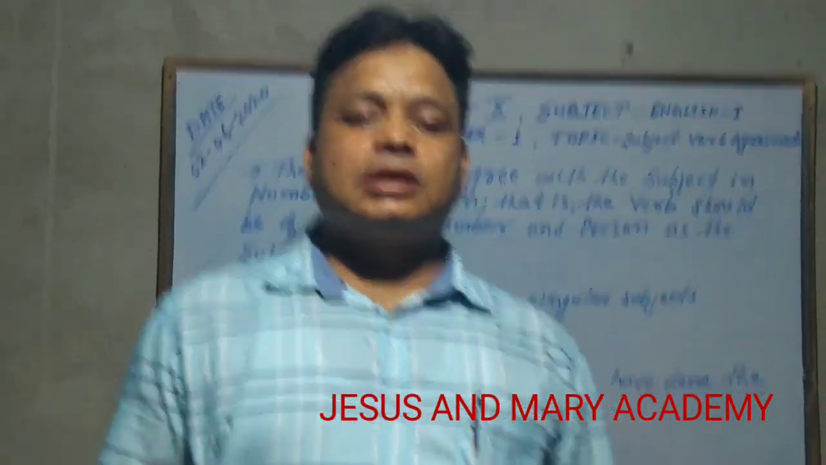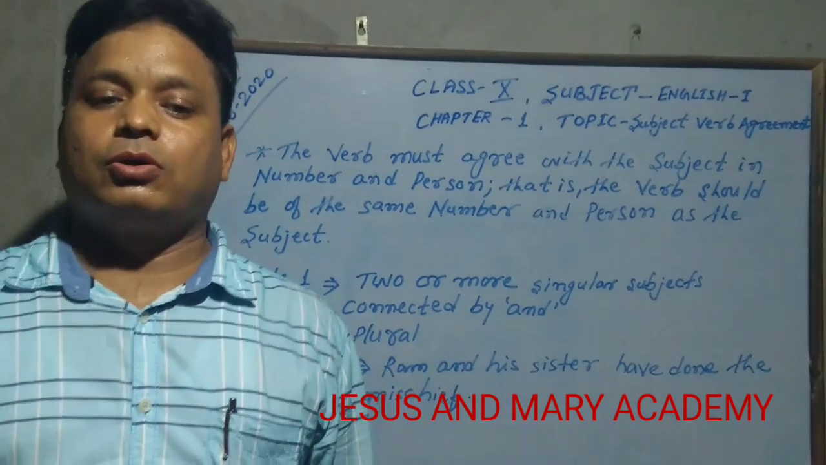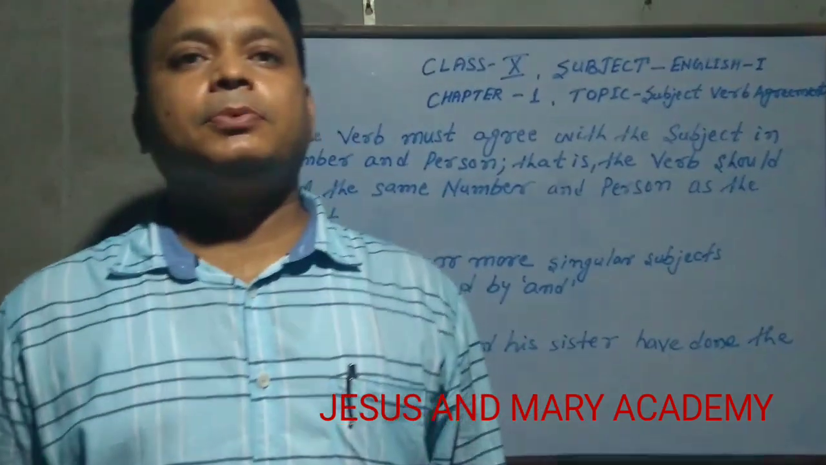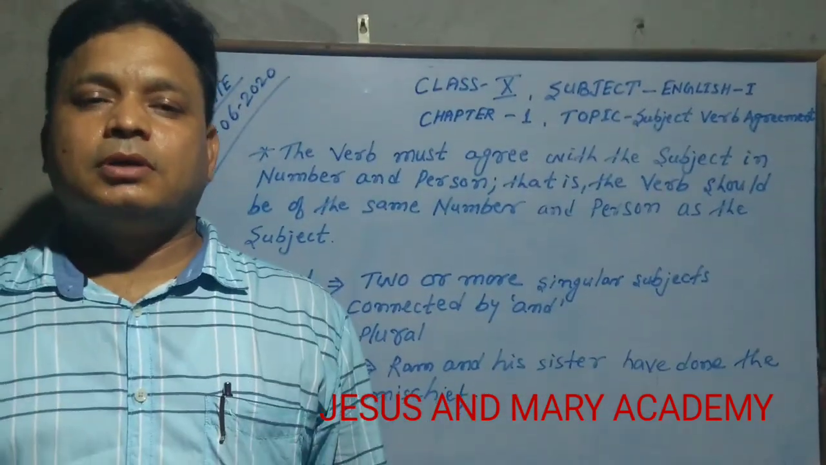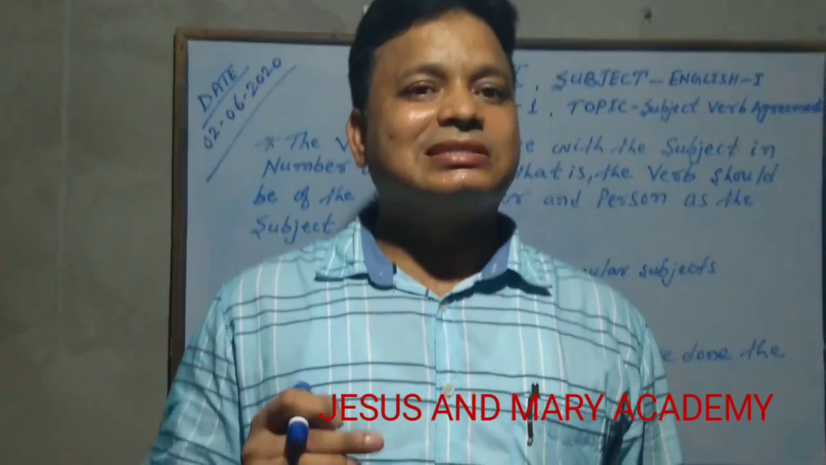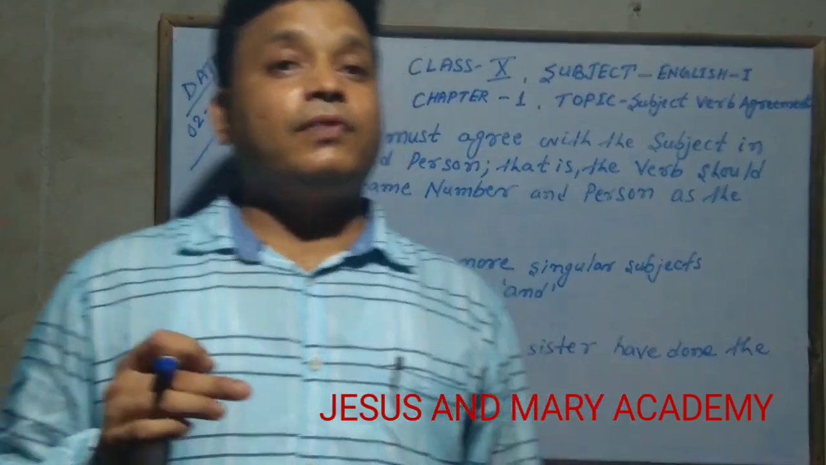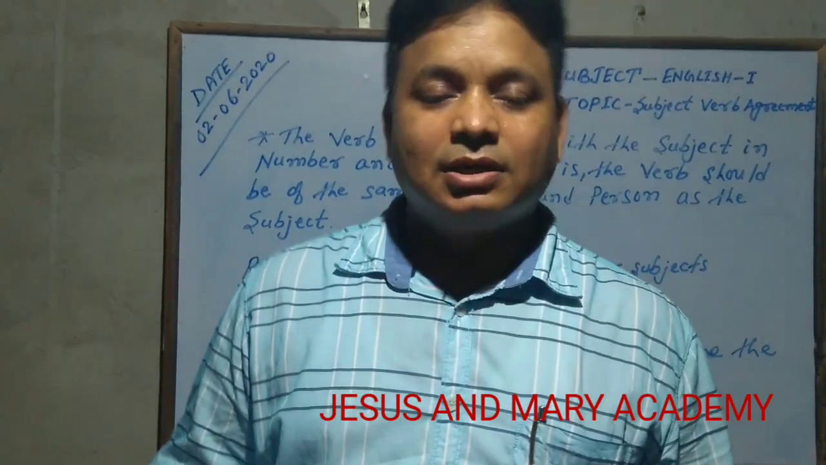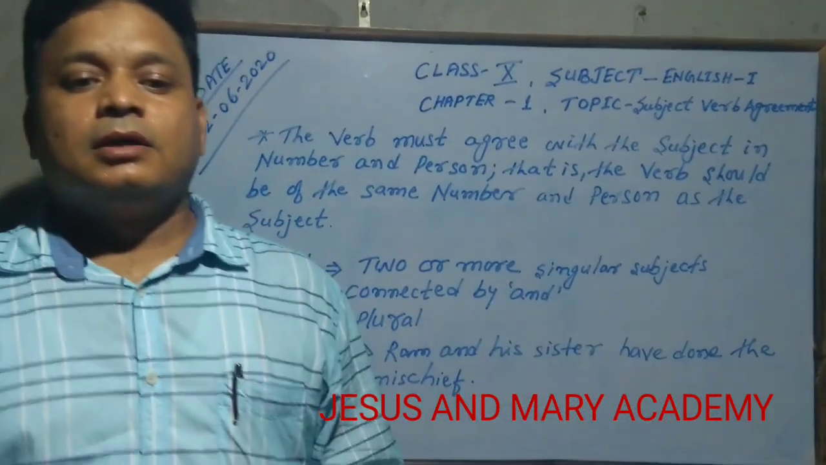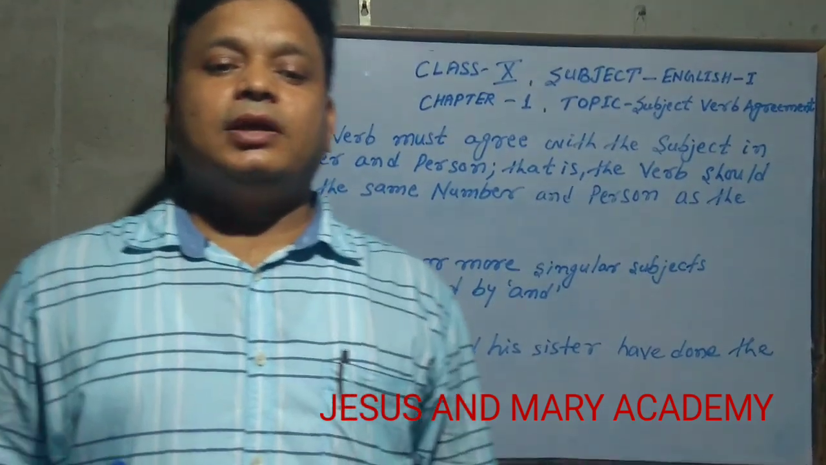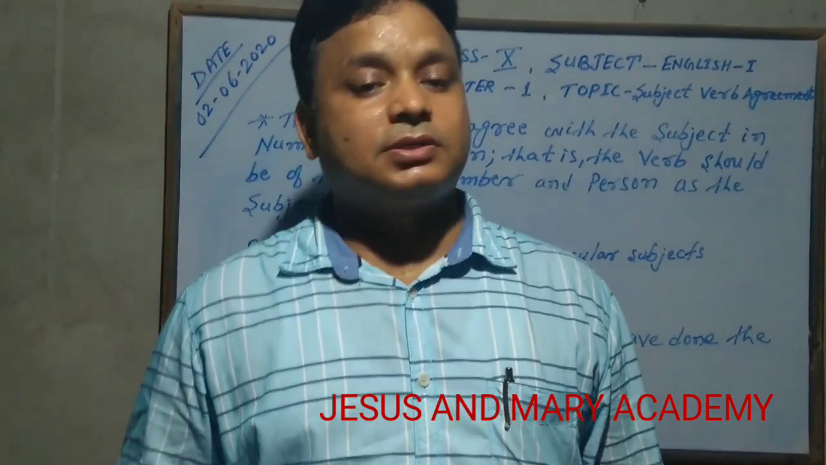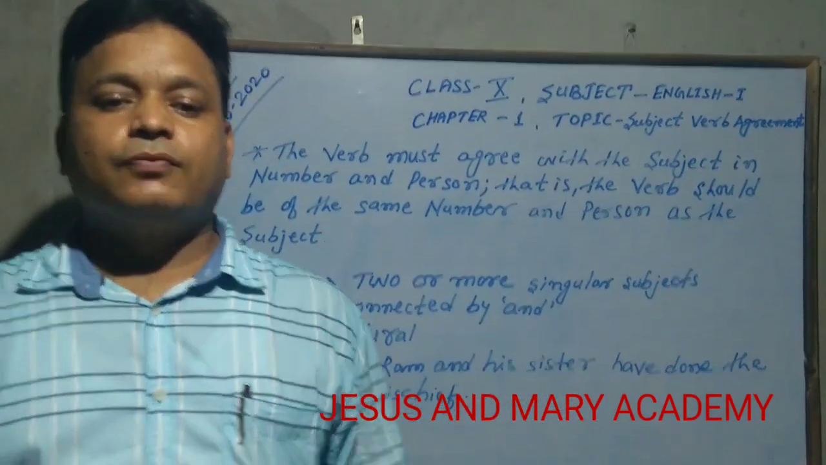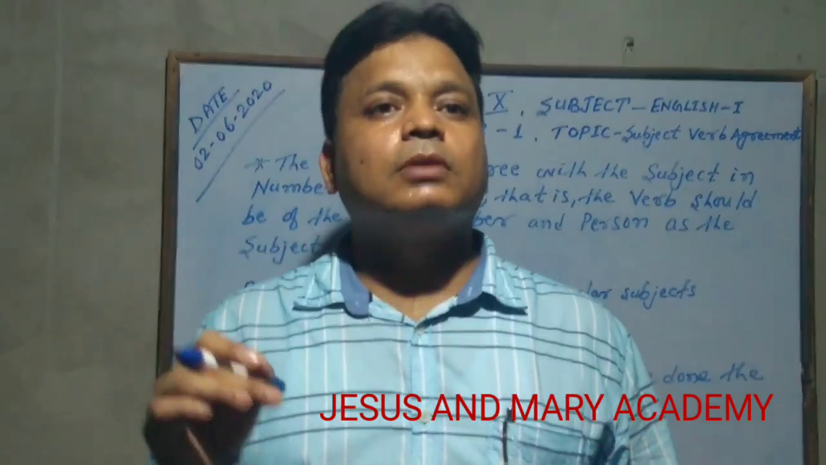Next rule: subjects differing in number or person or both, connected by "and", so we have to use a plural verb. Again I am going to repeat this rule. Please listen to me carefully. If you find any mistake or any confusion in understanding, you can ask me. Subjects differing in number or person or both connected by "and", we have to use a plural verb.